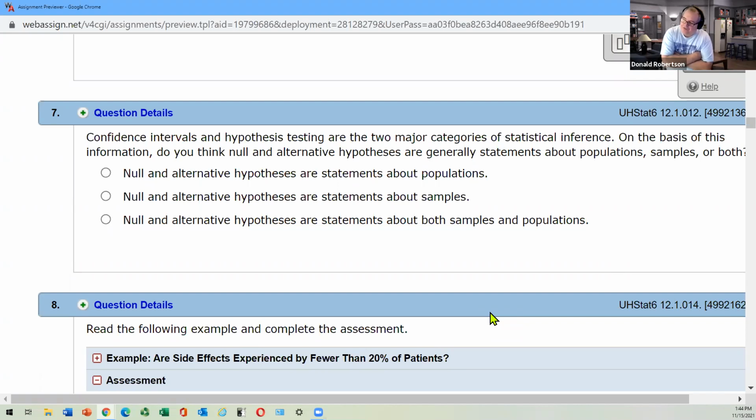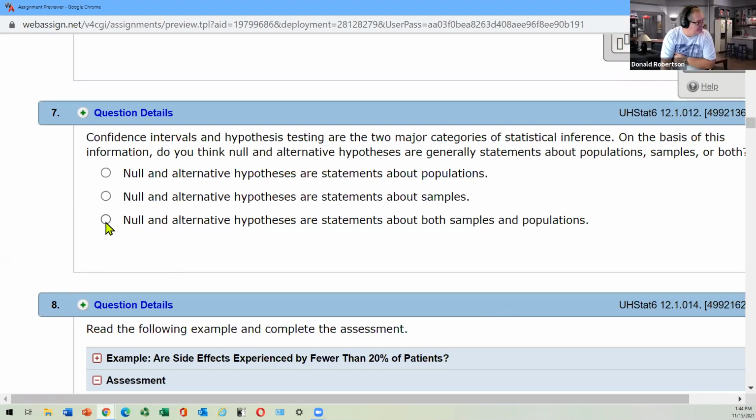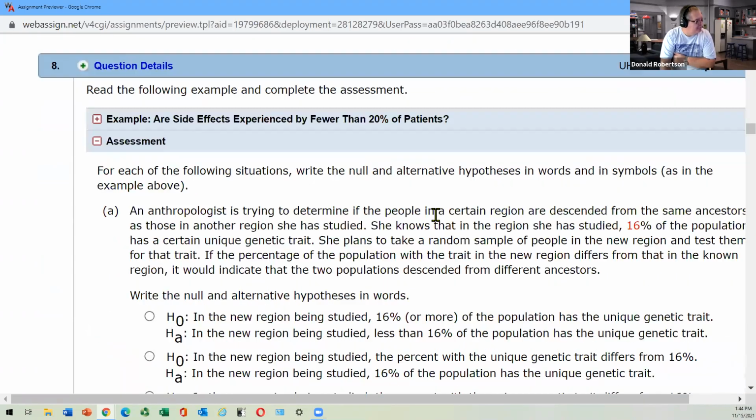From what we've done, does hypothesis testing look like it's only to do with populations, only to do with the samples that you collect, or is it a combination of both being used? A combination of both. Good, that's the right one, I believe. Better be.